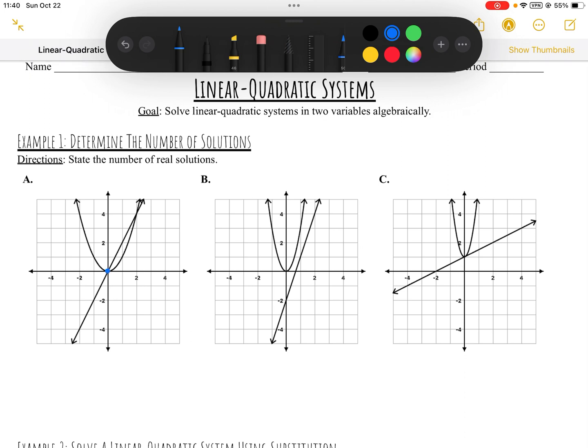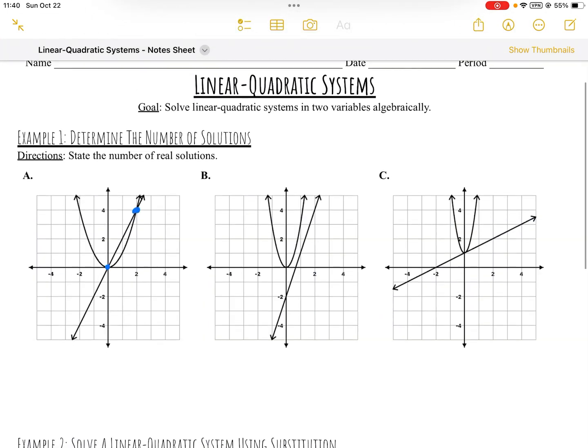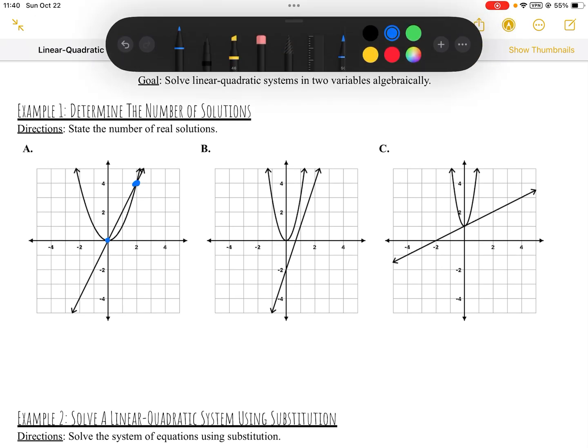They intersect twice here. Okay, so since they intersect twice, that means you are going to have two real solutions. So they intersect twice. That means they're crossing. And since they're intersecting twice, you have two real solutions.